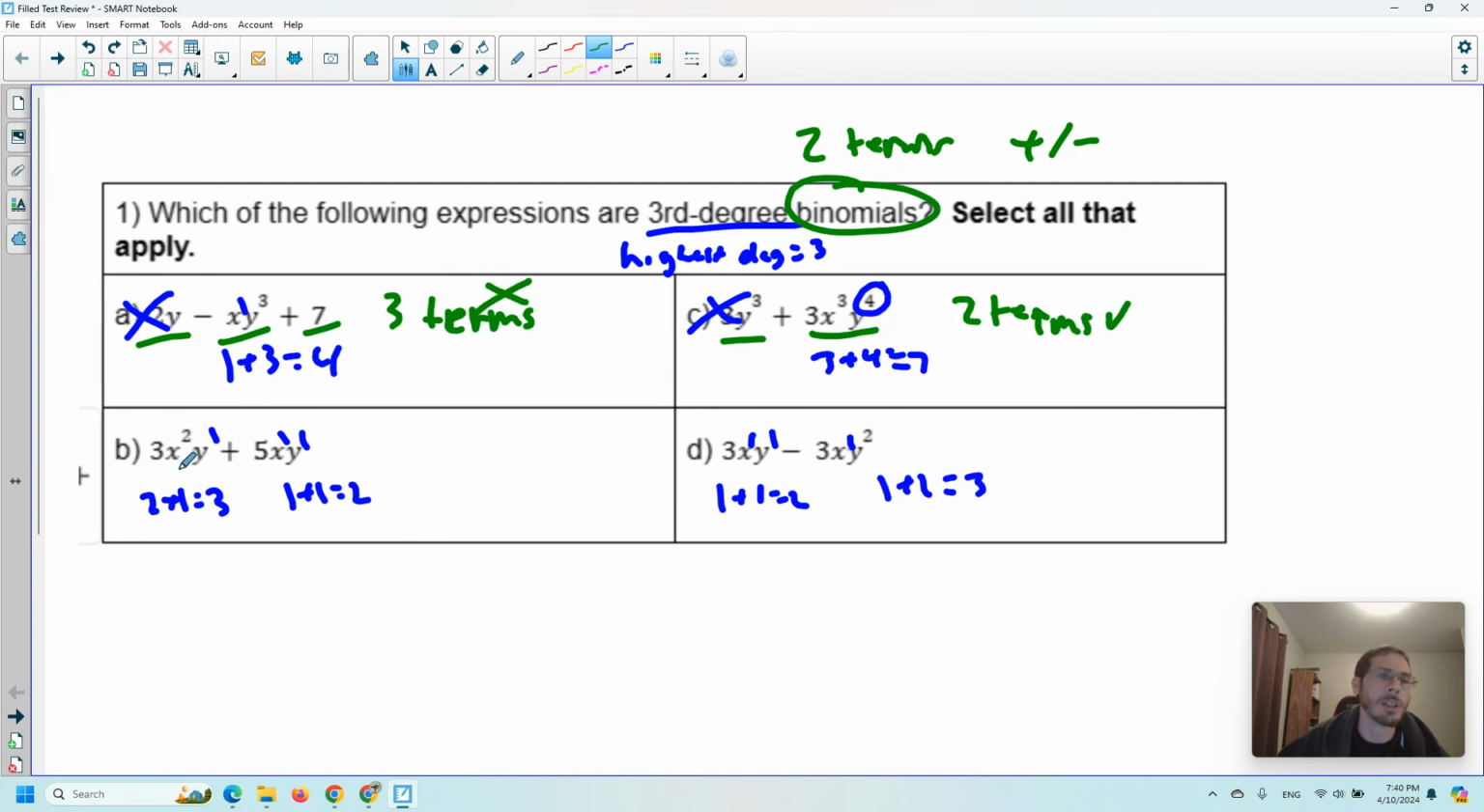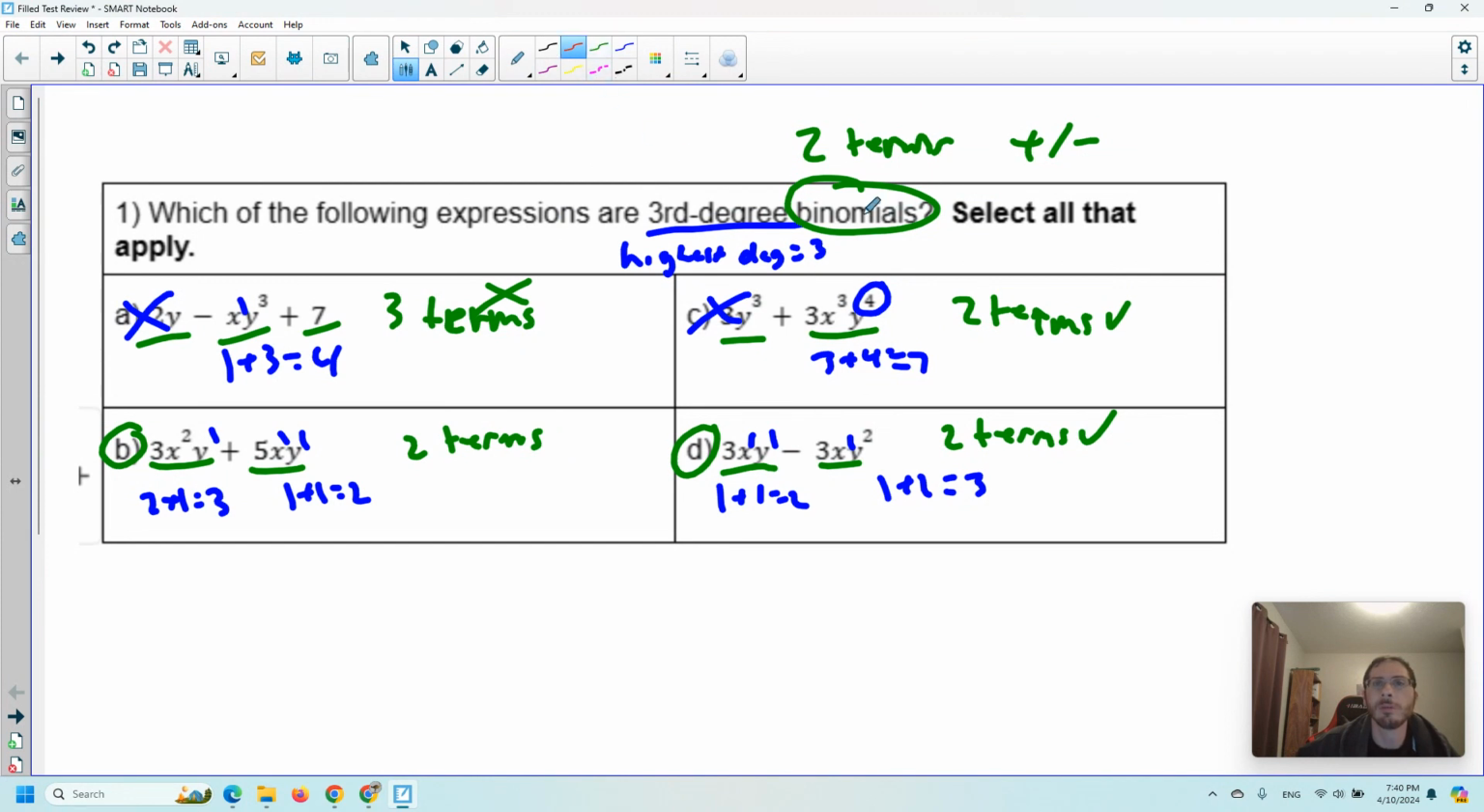This one would have been out for the green. Here with the plus sign, I can see I've got 2 terms. And binomial means 2, so I'm going to pick B. Over here, also I've got 2 terms. So we're good to go for D as well. So looks like we got B and D.